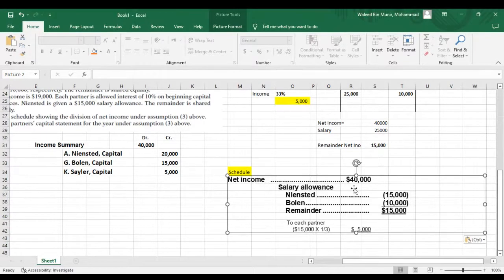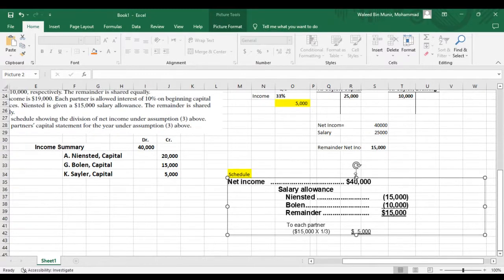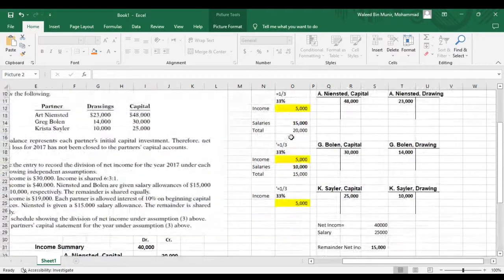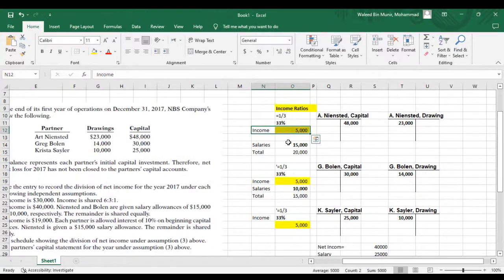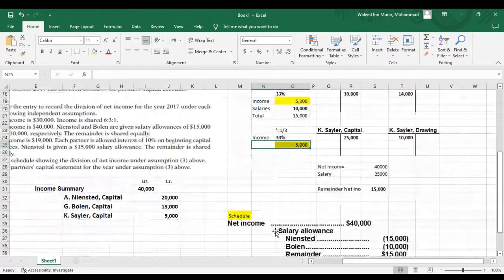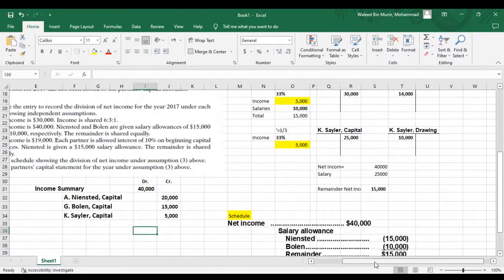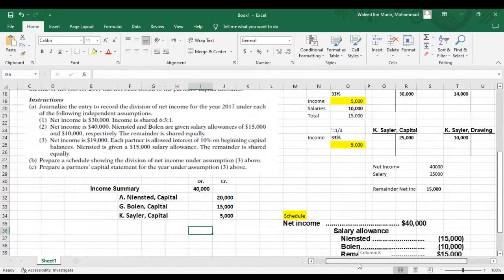We wrote Nielsen and Bolan without the last partner. Okay, Doctor? Because he did not get salary. Yeah, it's clear now. Right. Yes, we wrote the same thing. Each partner gets income and gets salary. The other partner, income and salary. And in this schedule, the third partner only received income. In the schedule we just add the partner who gets salary. Yes. Yes.